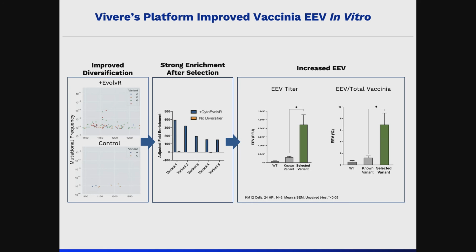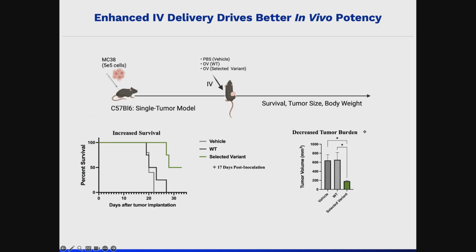While this was engineered in cell culture as a proof of concept, we wanted to test whether this variant had any improvement in delivery in vivo. So we created a tumor model in vivo. The way this was done is that mouse colorectal cancer cells were injected into a murine model. This was followed by administration of the virus. You can see that with the vehicle injection or injection of wild-type vaccinia, there's not a significant difference in survival of the animals, whereas we see a significant increase in survival with the selected or engineered variant. And this is correlated with decreased tumor burden.